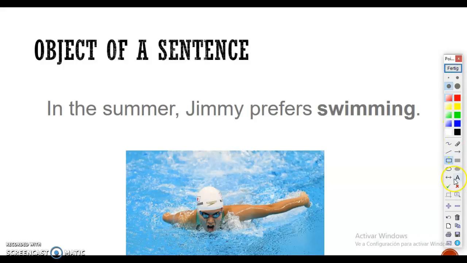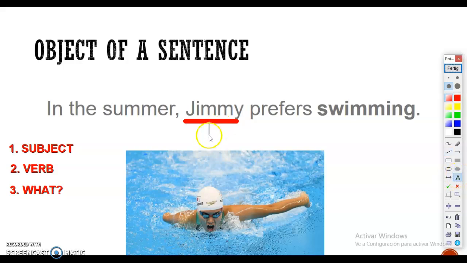Let's first detect the object. For that, we have 3 steps. The step number 1 is detect the subject. Then we have to detect the verb, identify the verb, and finally ask to our verb what. How? Let's see. Which one is our subject? The doer. Jimmy. Jimmy is our subject. Number 2, the verb. What is the action? In this case, is prefer. This is our verb. Number 2.